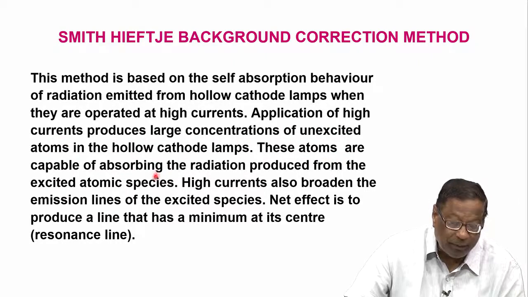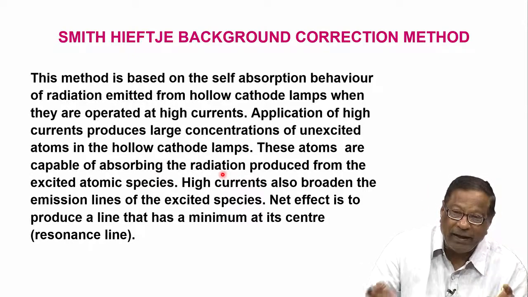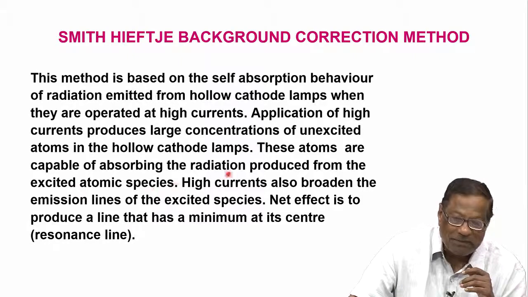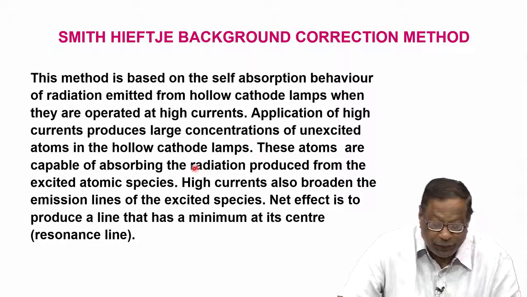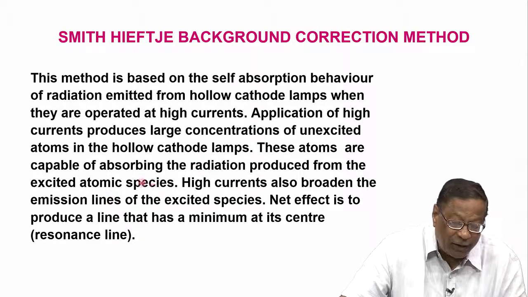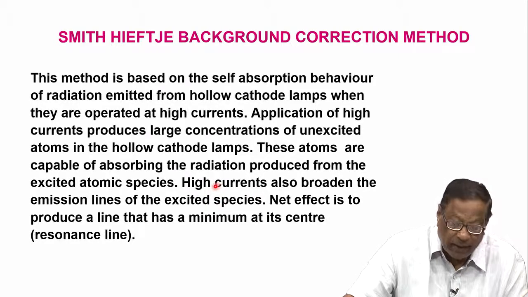These atoms are capable of absorbing the radiation produced from the hollow cathode lamp. It is just like eating its own radiation. So, these atoms are capable of absorbing the radiation produced from the excited atomic species. High currents also broaden the emission lines of the excited species. This is another property. Whenever I apply high current, they broaden the emission lines of the excited species.